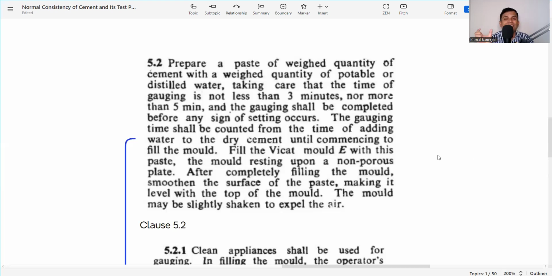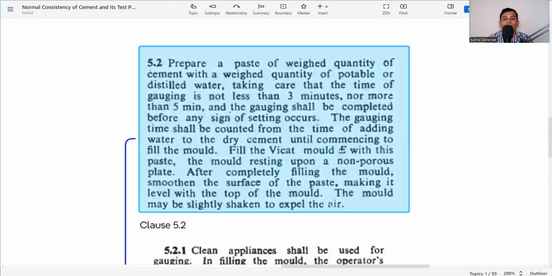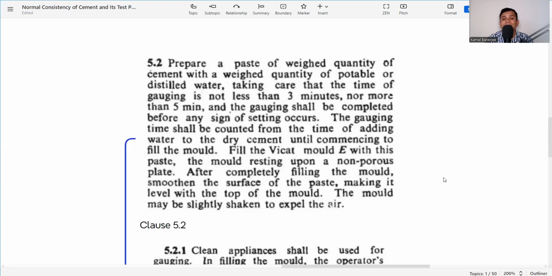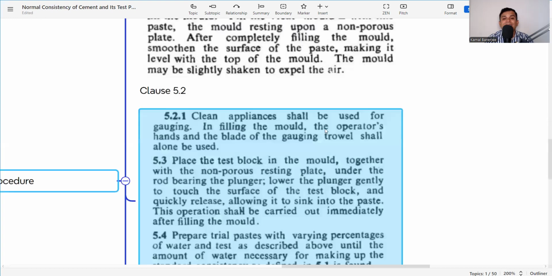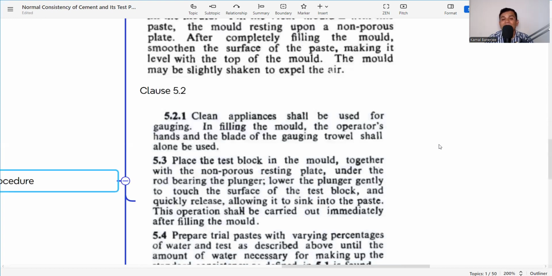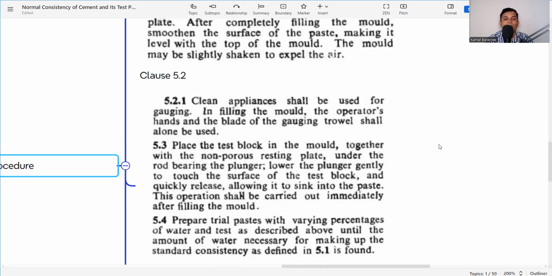As we show, the E is the Vicat mold and the non-porous plate. After completely filling the mold, smoothen the surface of the paste, making it level with the top of the mold. The mold may be slightly shaken to expel the air. That means removing the air. Then clean appliances shall be used for the gauging. In filling the mold, the operator's hand and the blade of the gauging trowel shall alone be used.